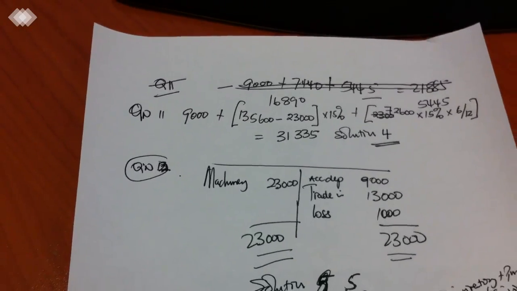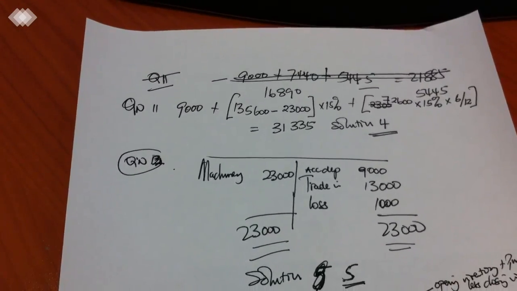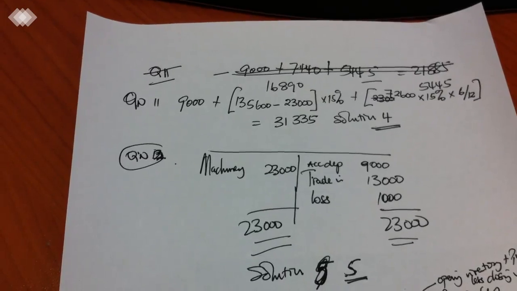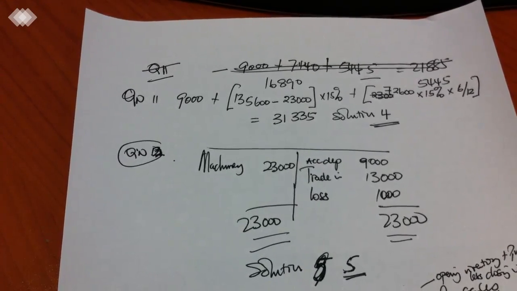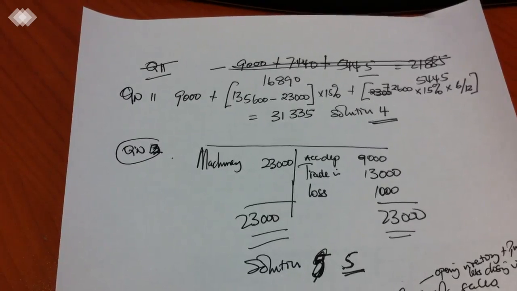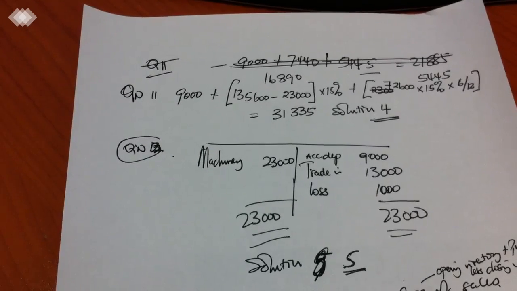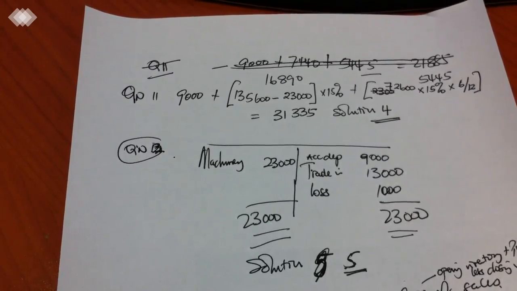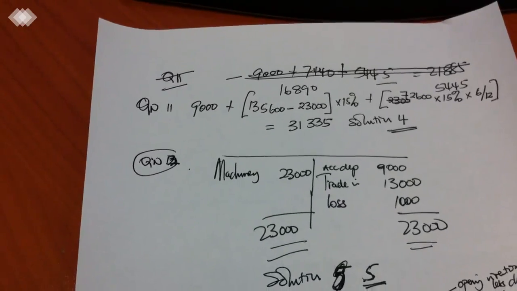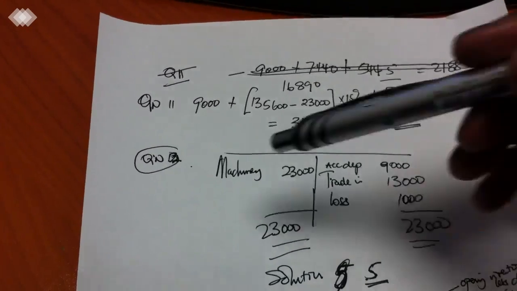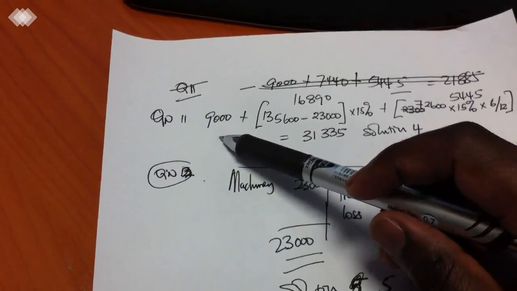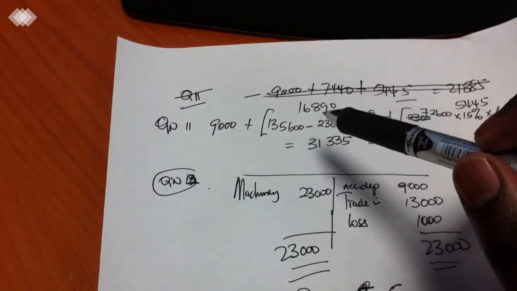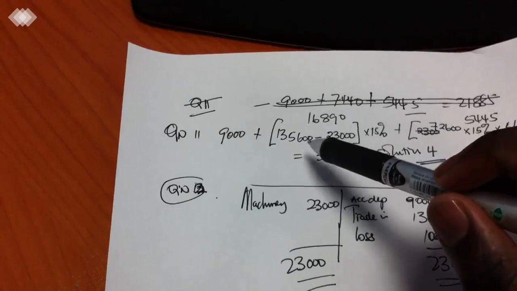So question number 11 wants us to state how much will be recognized as depreciation in the statement of P&L. We're given the machinery that was disposed, depreciation is 9,000, and then we need to calculate depreciation of the machinery that remained.